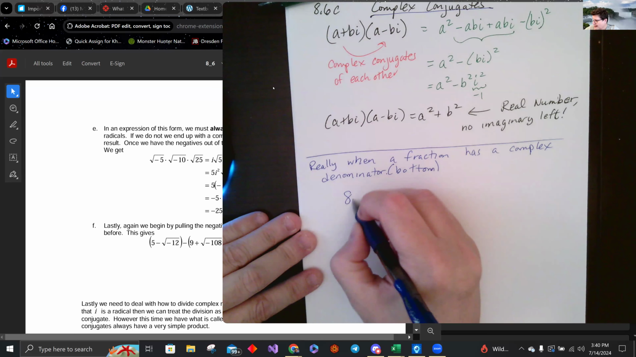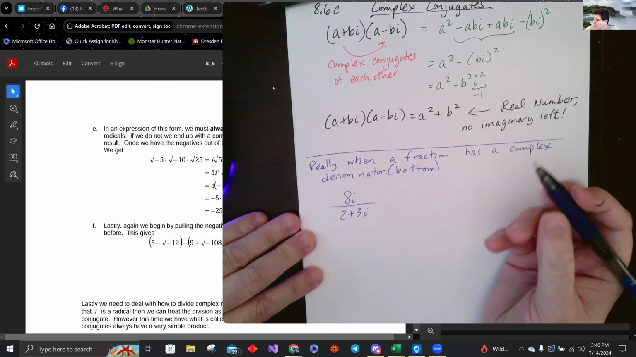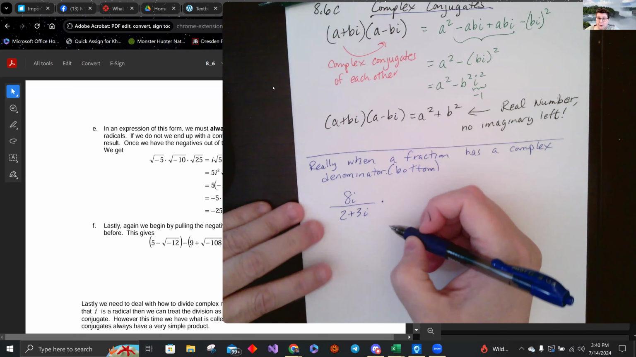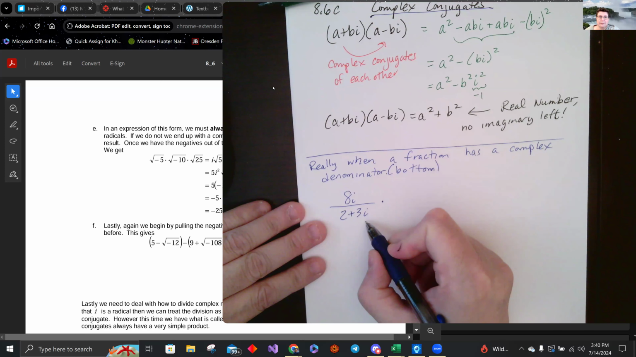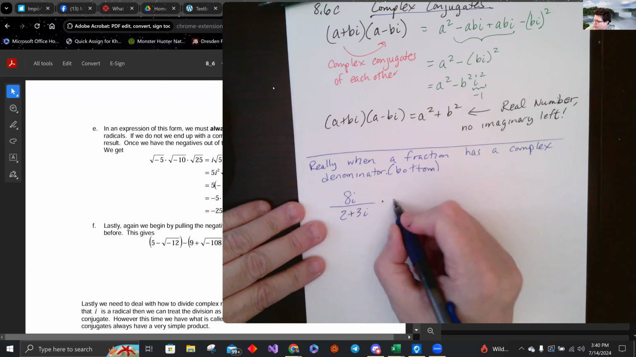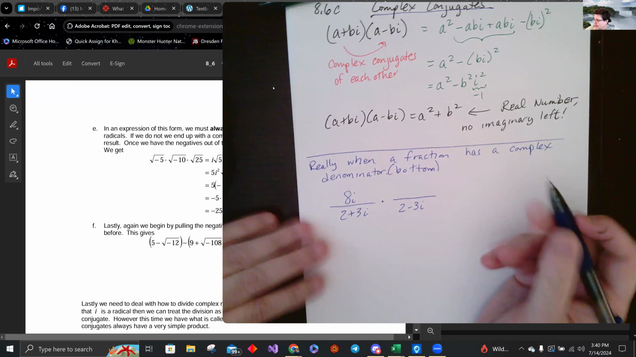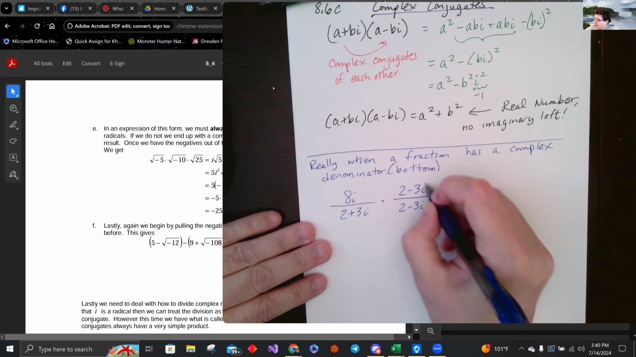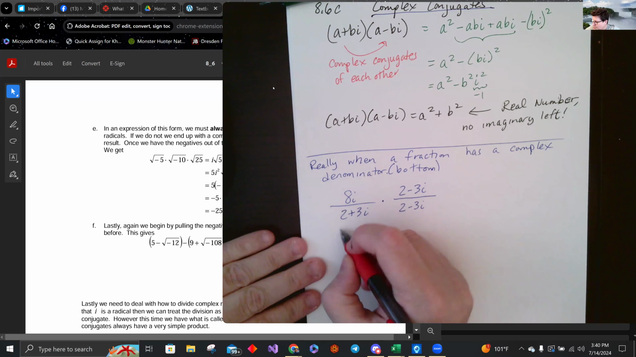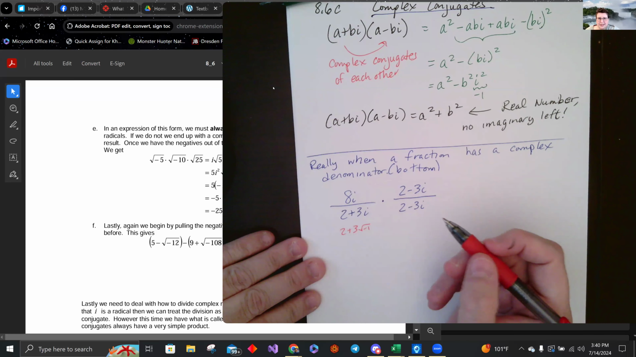So if I've got 8i over 2 plus 3i, I want to end up with no radicals on bottom. Remember, we wanted no radicals, and this is a radical on bottom. So we multiply by the conjugate. The conjugate is 2 minus 3i, and so we're going to do that on top. And recall, this is like 2 plus 3 square root of -1. That's why we're doing this conjugate thing.